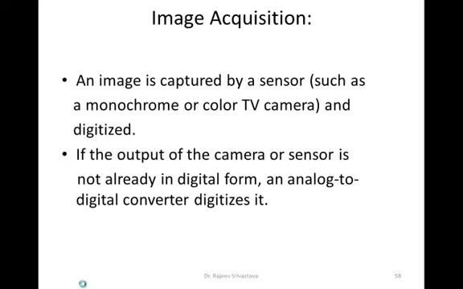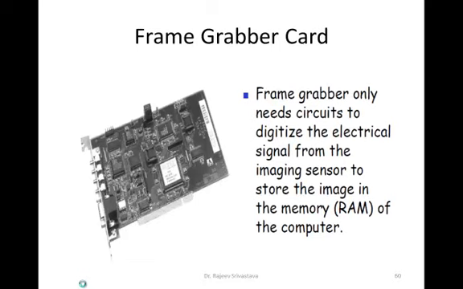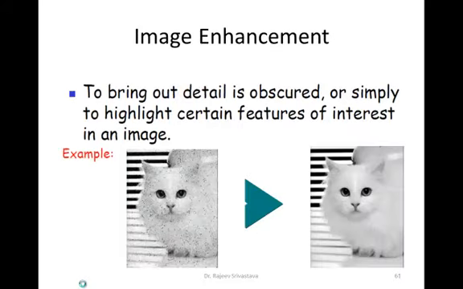In image acquisition, an image is captured by a sensor and it is digitized before being processed by a digital computer. If the output of the camera or sensor is not already in digital form, then an analog to digital converter digitizes it. Here is the diagram of a typical camera that is used to capture. Frame grabber card: a frame grabber only needs circuits to digitize the electrical signals from the imaging sensor to store the image in the memory of the computer.